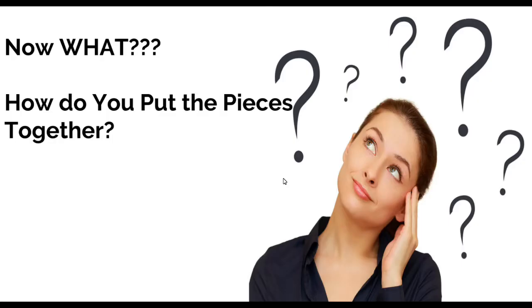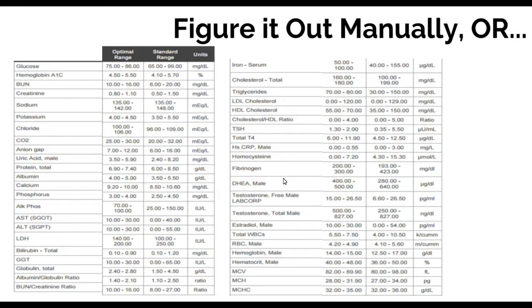Now let's say you're like, okay, I know where to send them and I know what I'm looking for. I've got the results, now what? Good question. You can figure it out manually. You can look at the results you get from Quest or LabCorp, which have the standard range. You can look at the slide I sent you earlier that has all the ranges, and say, okay, here's the optimal range, and manually write it out. Are they in or are they out?